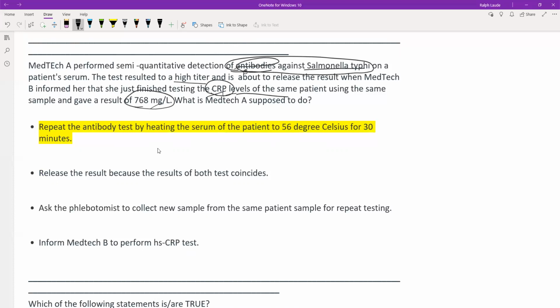So therefore, you just have to simply remove your CRP, and that is mainly by heating the serum of the patient to 56 degrees Celsius for 30 minutes, to avoid interferences of CRPs for antibody detection. Although the result coincides, there could be instances na, for example, if the CRP level is high, pero yun pala, negative si patient sa bacterial infection.